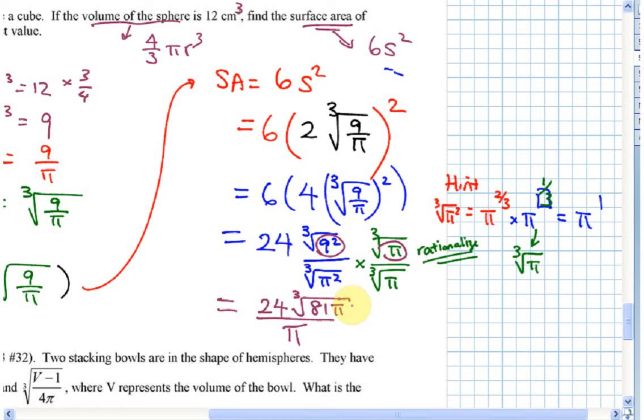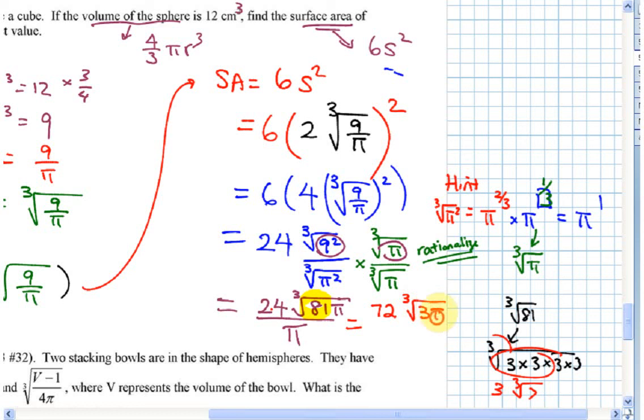Yeah, you can simplify the cube root of 81. So what's the cube root of 81? Well, that's the same thing as 3 times 3 times 3 times 3. Oh yeah, take that out as well. 3 cube root 3. So after all this simplification, 24 times 3 is 72. And what you have left inside is the cube root of 3 pi all over pi.